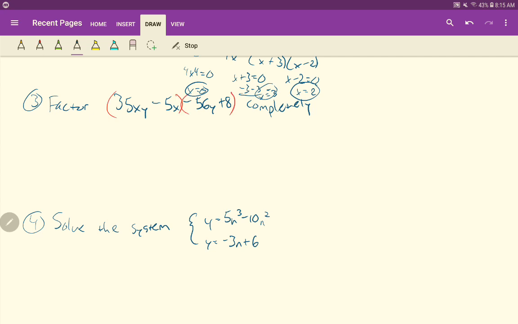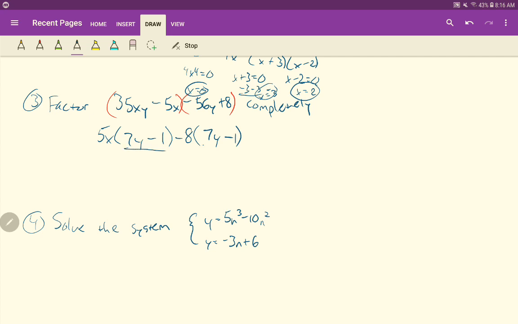From that first group, what can we take out? Well, hopefully you said we can take out a 5 and an x. So that's going to be a 7y minus, and then 5x divided by 5x is just a 1. Okay, and how about from the second group? What can we take out from negative 56y and a positive 8? Well, hopefully you said negative 8. If we take a negative 8 out, that leaves us with a positive 7y and a negative 1.